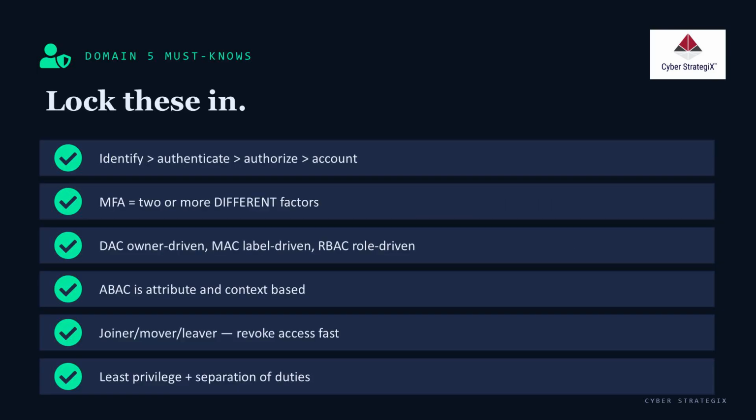Lock in these essentials. The access control sequence: identify, authenticate, authorize, account. That MFA means 2 or more different factor types. The 3 classic models, DAC, MAC, RBAC, and how ABAC adds context. The joiner, mover, leaver lifecycle, and prompt revocation. And the principles of least privilege and separation of duties.